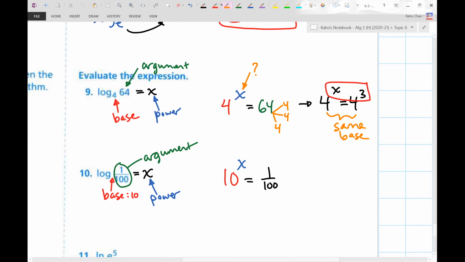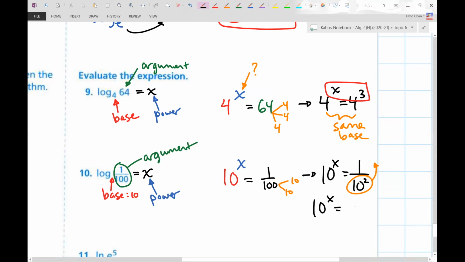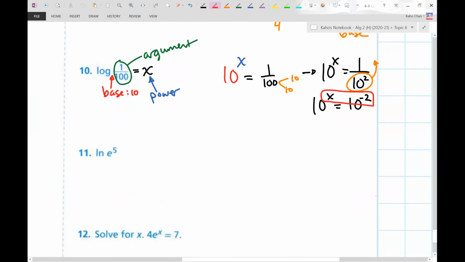Number 10. Oh, I see that 100. That's 10 times 10, isn't it? Try and keep it real there with the same base. So I have 10 to the x equals 1 over 10 squared. Let's force the 10 squared upstairs. 10 to the x equals 1. Whoops, my bad. When I force it, it becomes 10 to the negative 2 power. Therefore, my answer is x equals negative 2.